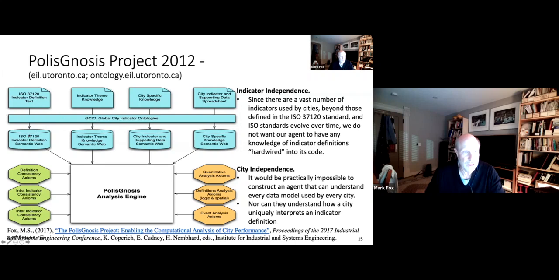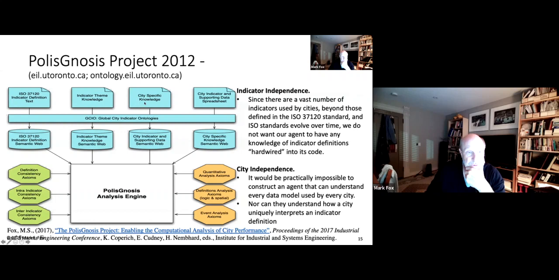But in order to translate that text, let's say it's the student-teacher ratio indicator, we had to have knowledge of what the school system is. We had to have knowledge of what a student is, what a teacher is, what a grade is, what primary school is, what secondary school is. So we had to have a representation of the knowledge of the particular theme of the indicator. In this case, it's an education theme. But we had to translate that into a representation that the Polygnosis Analysis Engine understands. So we had to have an ontology for education.